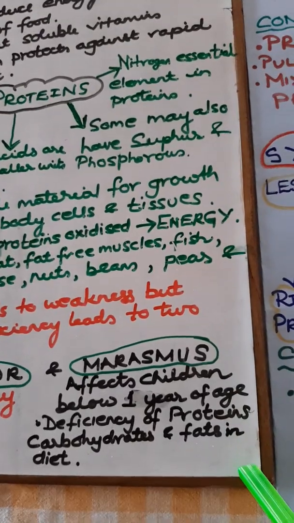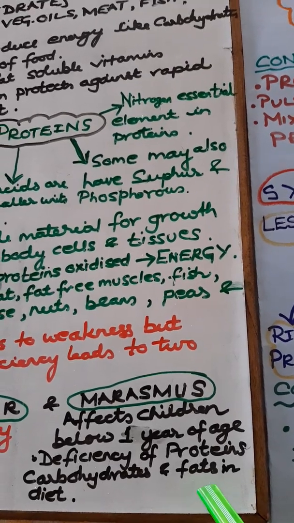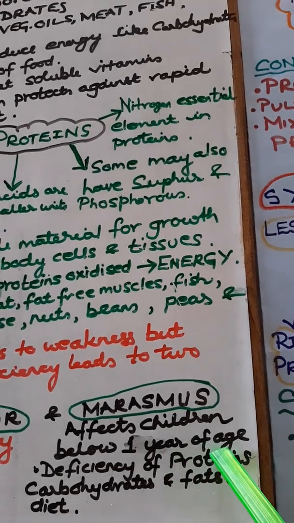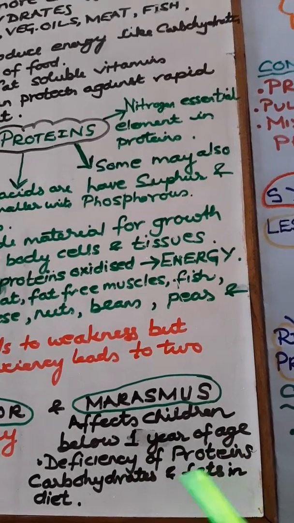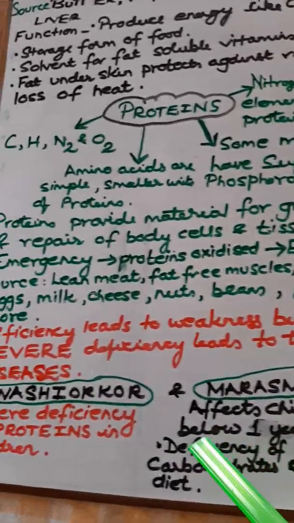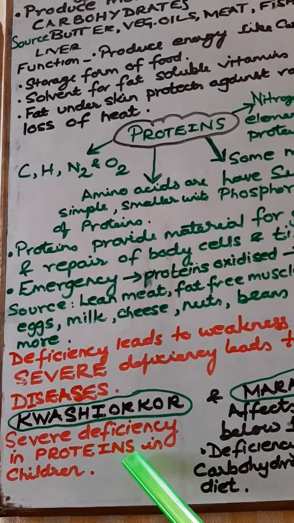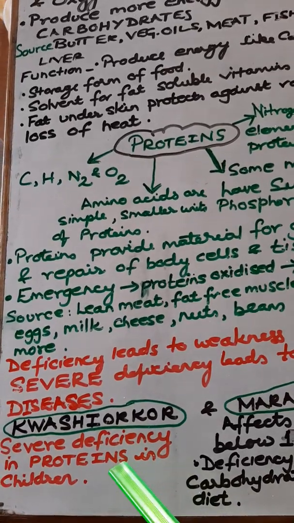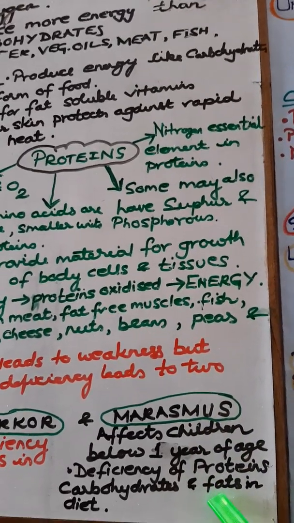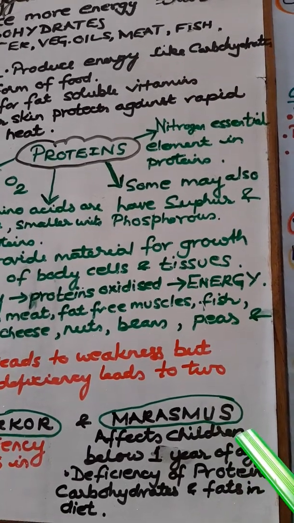Then the other one is Marasmus. This affects children below the age of 1 year. Over here, Marasmus is due to the deficiency of proteins, carbohydrates, and fats, not only of carbohydrates like here. Kwashiorkor is severe deficiency mainly in proteins, and mother's milk is very rich in proteins. So Marasmus is also due to weaning off of the child from breast milk all of a sudden.